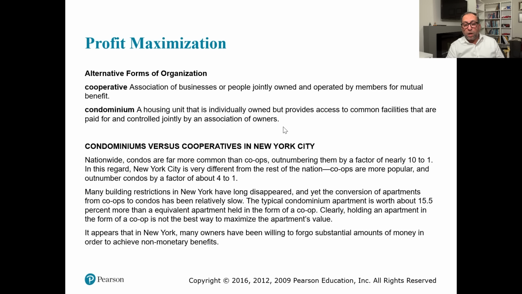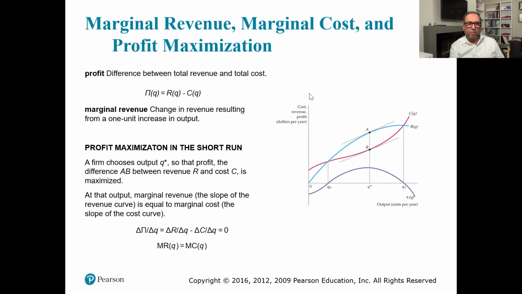The typical condominium apartment is worth about 15.5% more than an equivalent apartment held in the form of a co-op. Clearly, holding an apartment in the form of a co-op is not the best way to maximize the apartment's value. It appears that in New York, many owners have been willing to forego a substantial amount of money in order to achieve the non-monetary benefits of a co-op. So that's an explanation regarding the two forms of business and how they can sometimes sacrifice their profit in order to get other benefits.